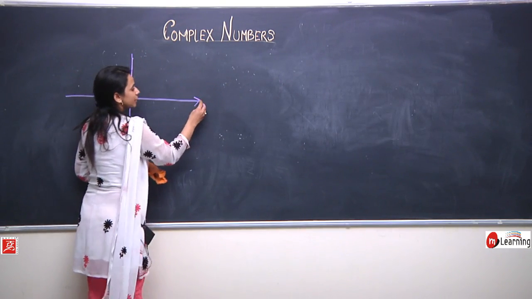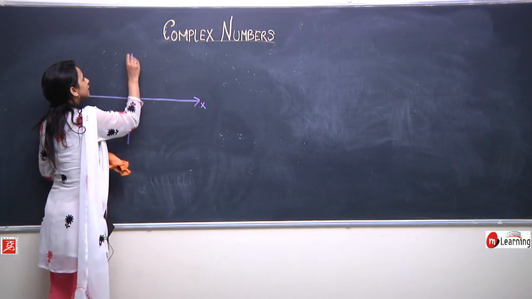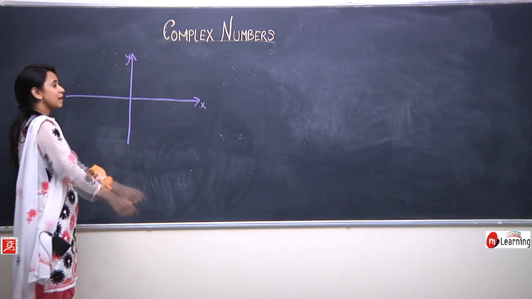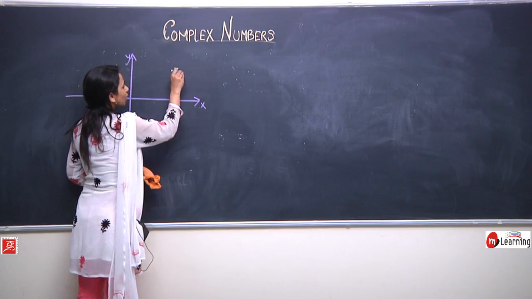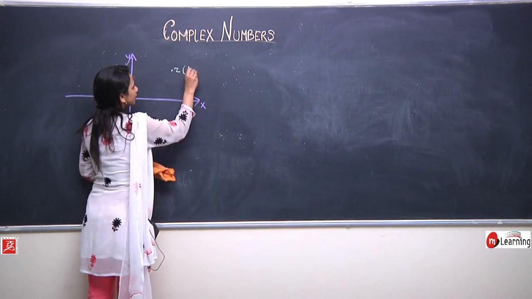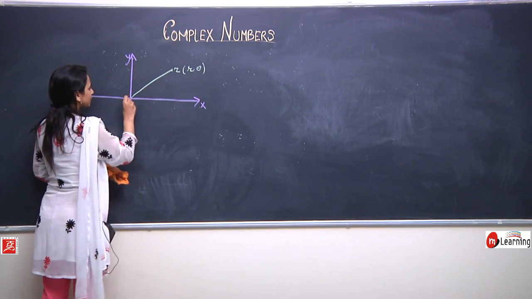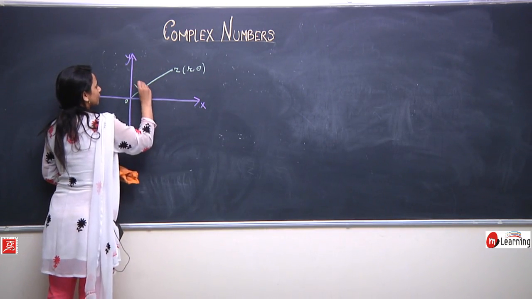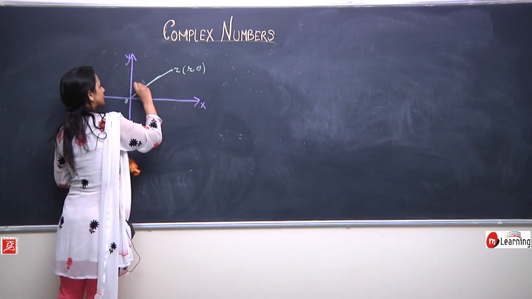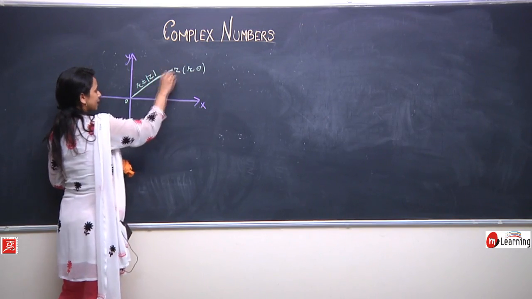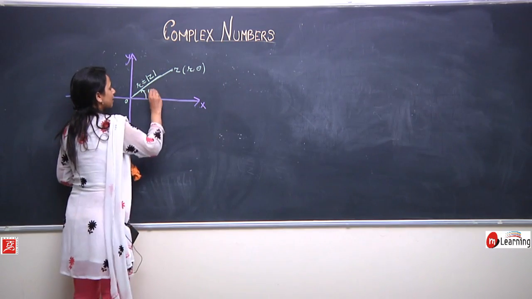So this is my x axis, which is also called the real axis because it represents the real coefficient of z, and this is my imaginary axis because it represents the imaginary coefficient of z. Now any complex number z of the form r comma theta can be represented here, where this vector OZ, which is equal to r or mod z, is the displacement of the complex number z from the origin, and this theta is said to be the argument of z, which is also represented by arg z.